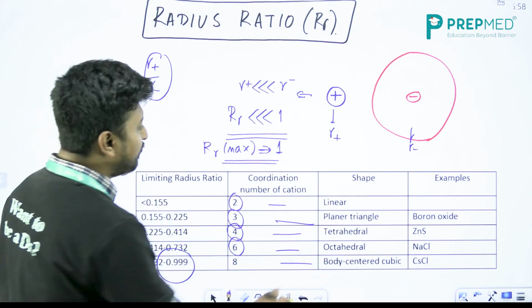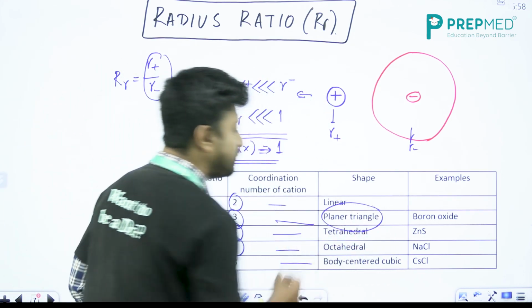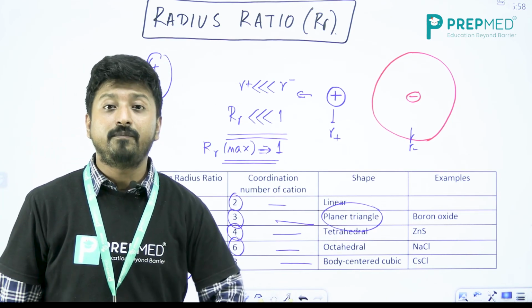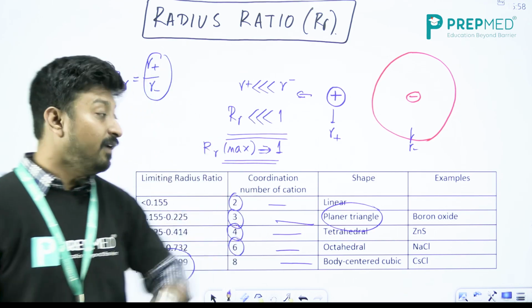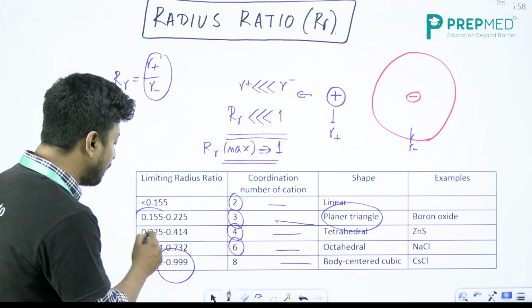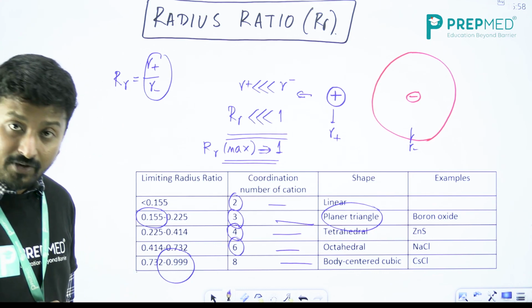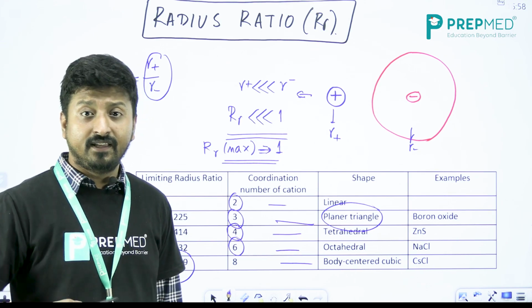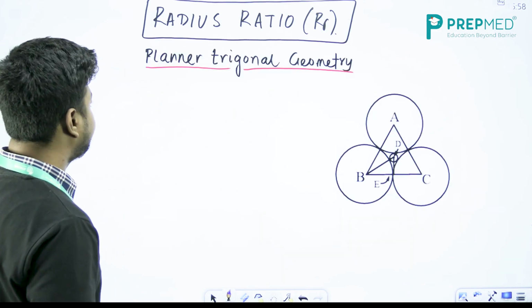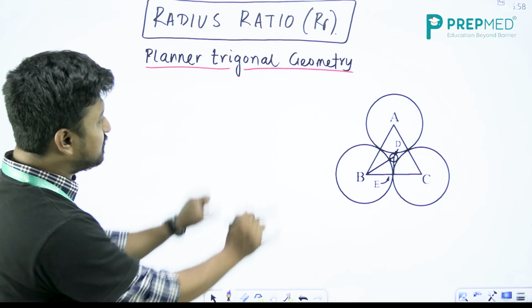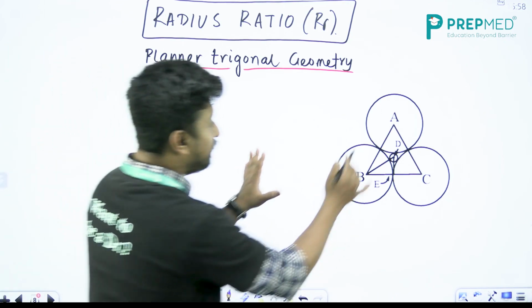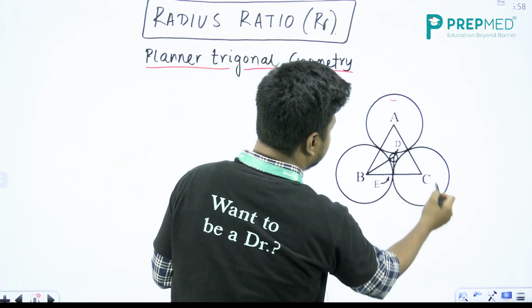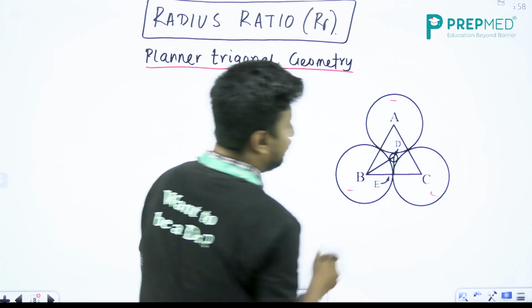Now let's say I have a planar triangle geometry, whatever you prefer to say, then what will be its limiting radius ratio? The limiting radius ratio should come around 0.155. Let's take an example and see whether it comes out mathematically. Now this is a very specific planar triangular geometry where these bigger circles are the anions, and this small one is the cation.